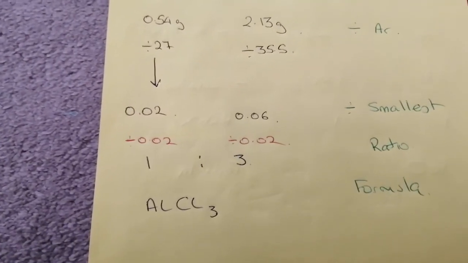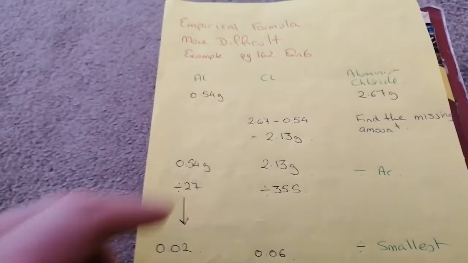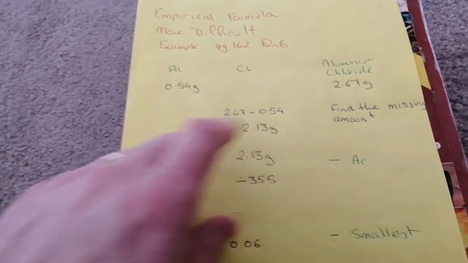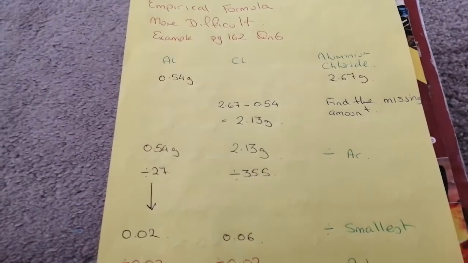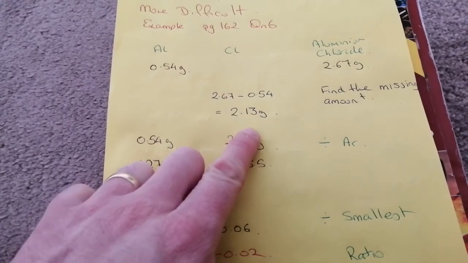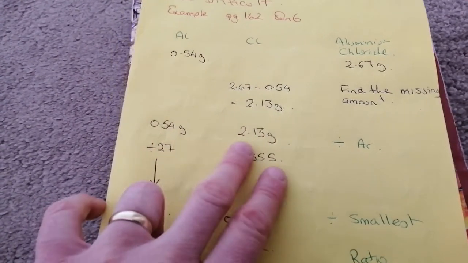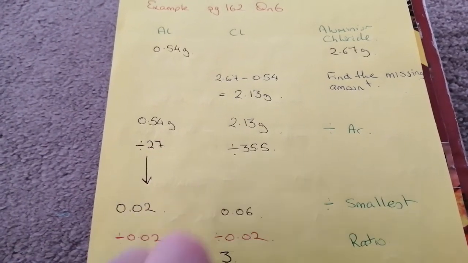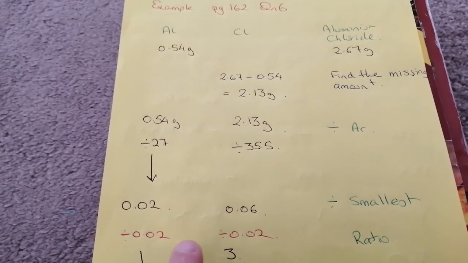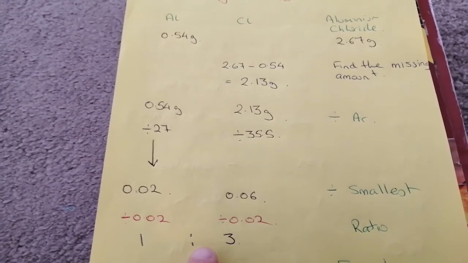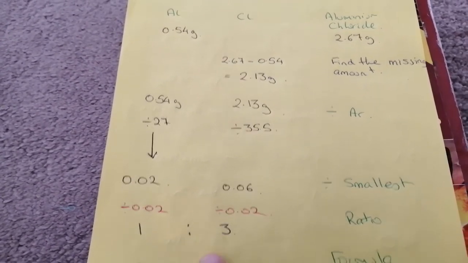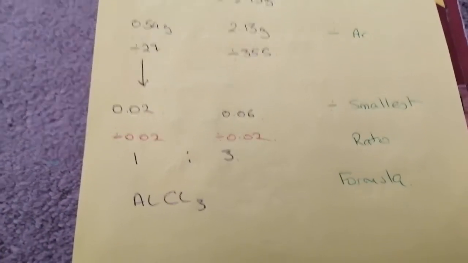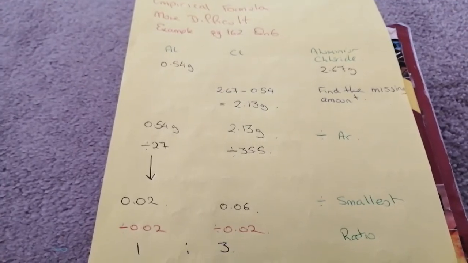AlCl3. So to revise that, the first thing we did was we found the missing amount here. We did that by subtracting these two numbers. We found the missing amount. Then we converted our amounts to moles down here by dividing by the atomic masses of each element. Then we divided across by the smallest number to get our ratio of one element to another, and then we created our formula, which is AlCl3.